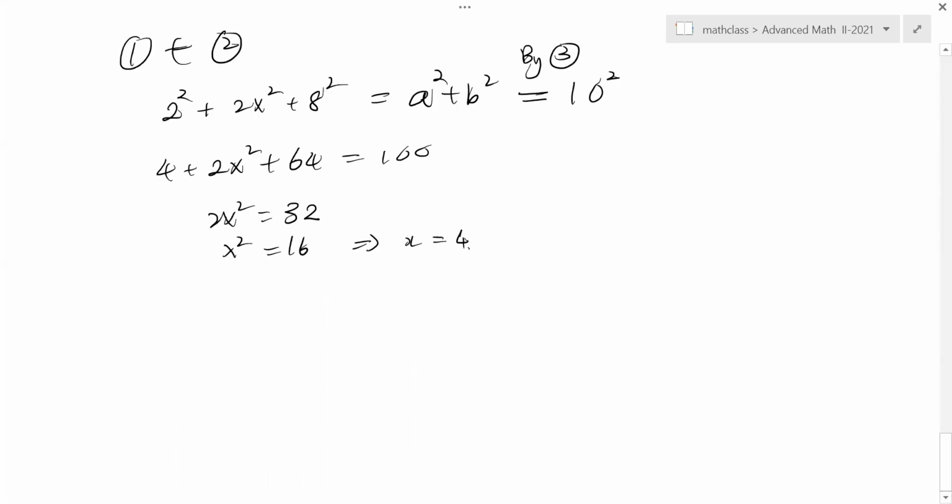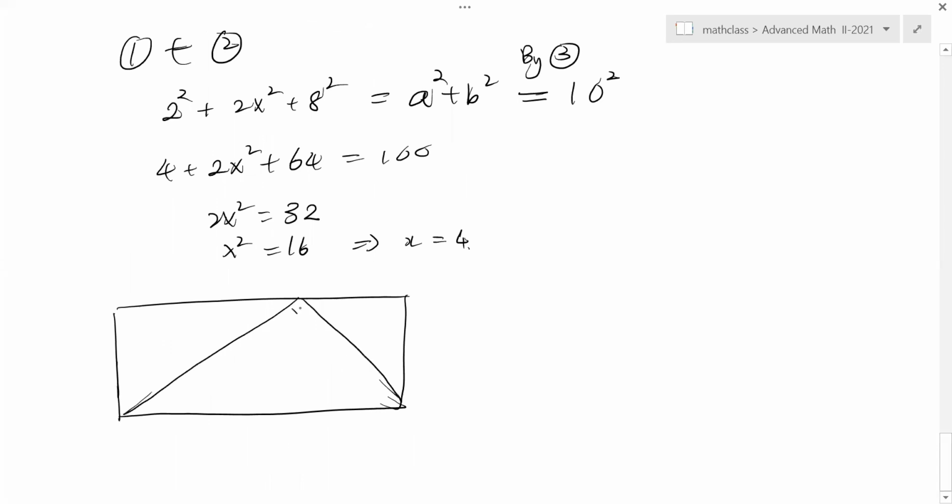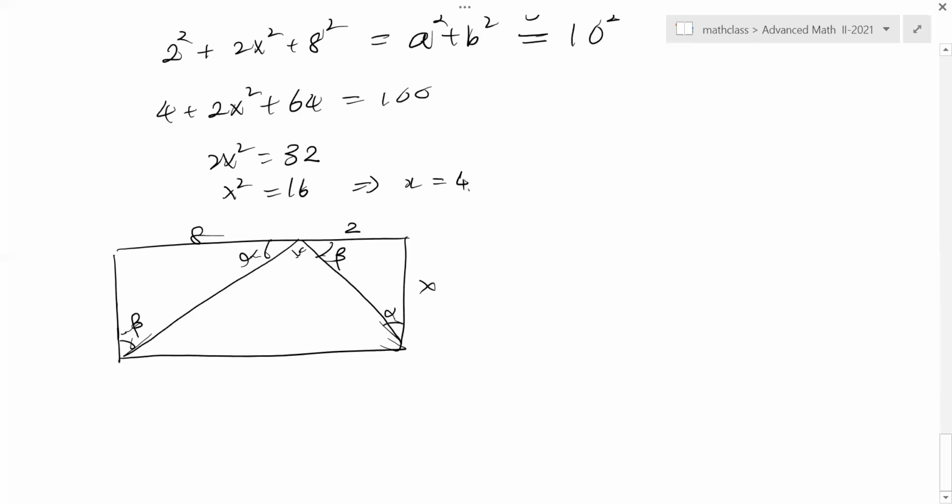Now you can use similarity of the triangles. That's a great idea. Let's try this. If this angle is alpha, and this angle is beta, then alpha plus beta equals 90 degrees. So this must be beta. Alpha plus beta plus 90 degrees is 180 degrees, so this must be alpha. So you have these two triangles similar.